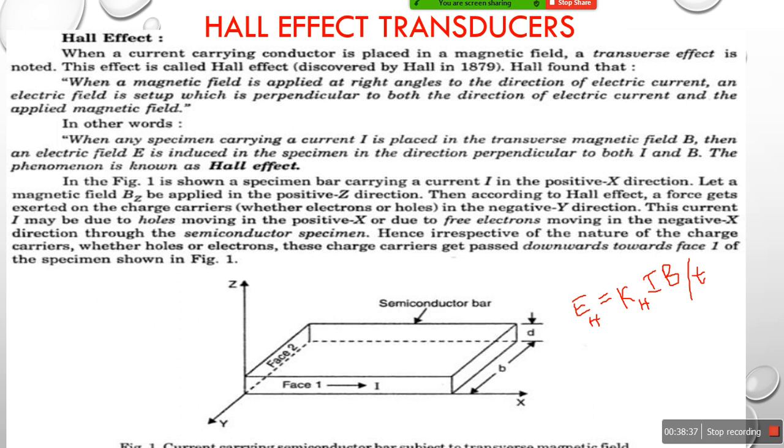So in terms of the equation, you can write it as EH, that is nothing but the voltage generated due to the Hall effect, equal to KH, that is the Hall effect constant, into I, that is the current, into the magnetic field B by T, that is the thickness.